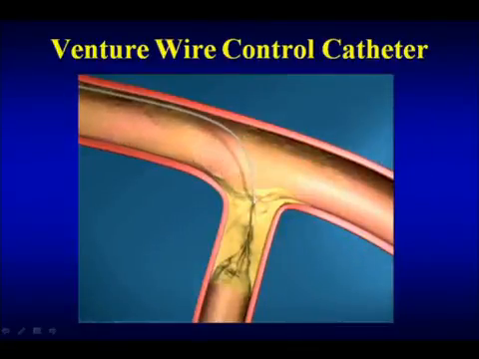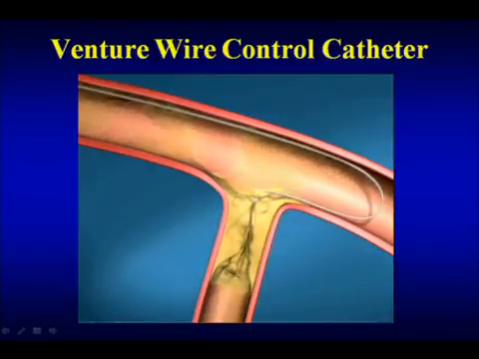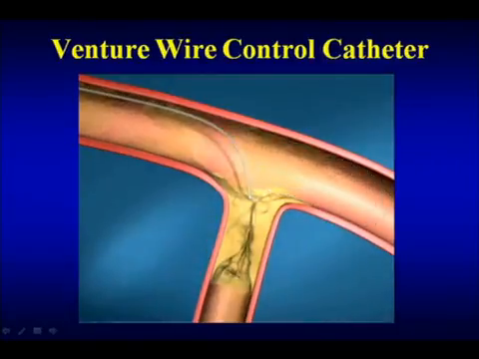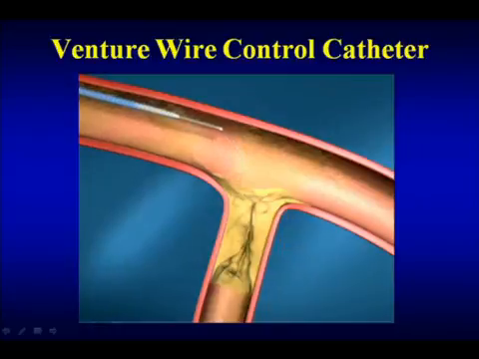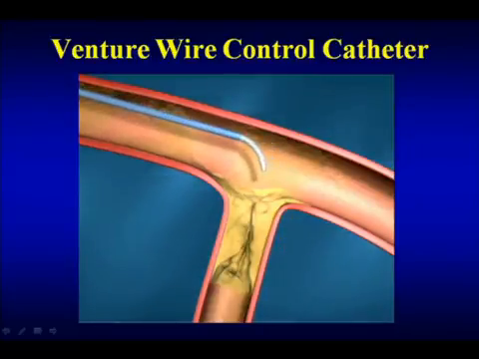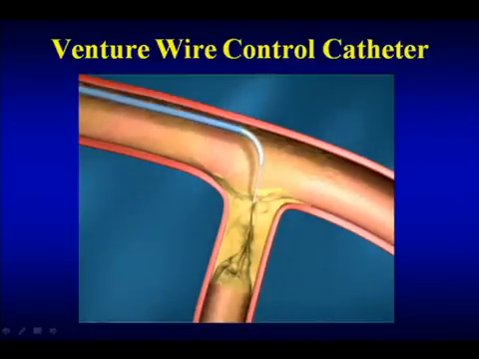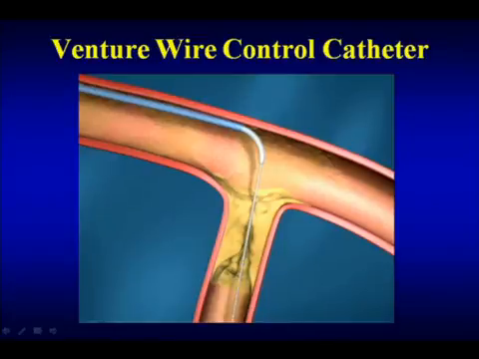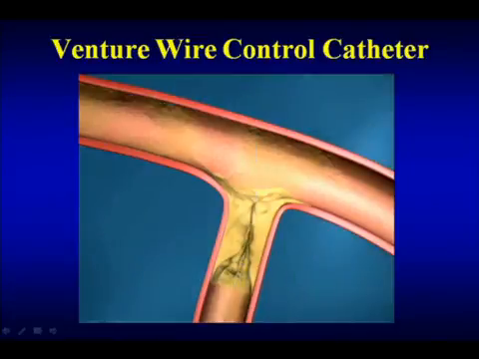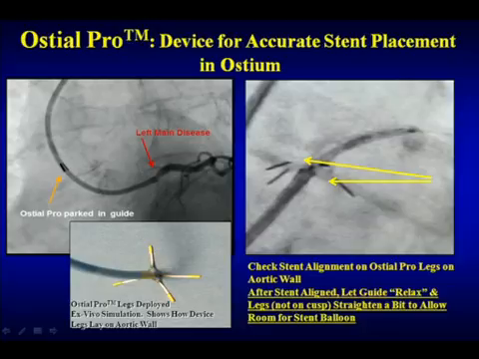And actually what it does is it not only changes the direction, many times when we try to do this, as you can see in the schematic diagram, the wire prolapses. But now with Venture, by making this 90-degree angle, like in this particular case where you have the left main and circumflex, it gives you the back support of the wall, and that's important. So that now you can advance your wire and subsequently exchange with your other catheters.